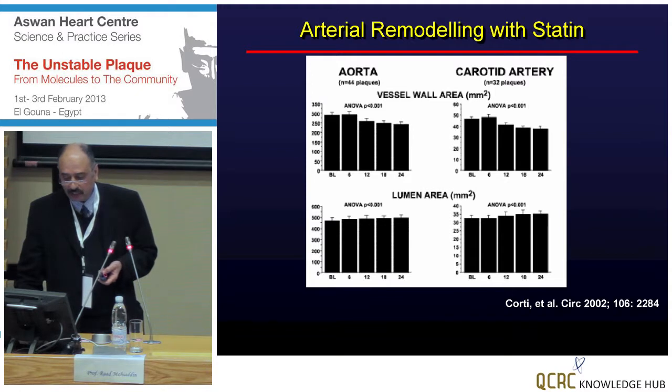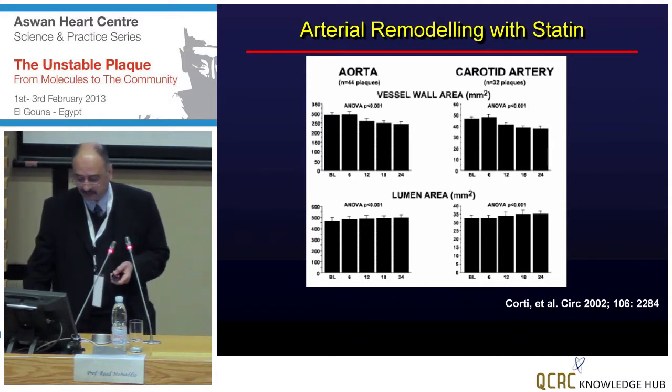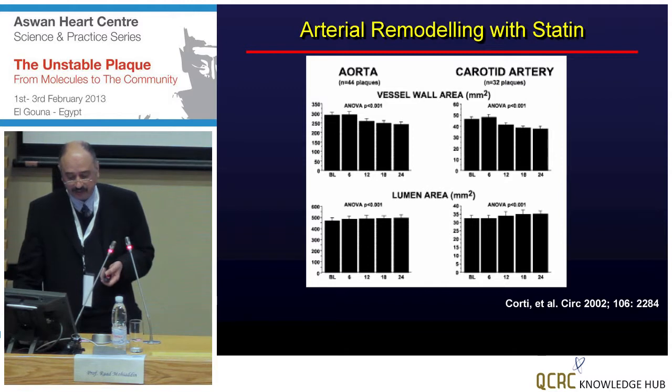Assessment of arterial remodeling with statin here. They looked in this study at the aorta and the carotid arteries, at the vessel wall area. You see that with the high dose statin, they get a reduction in the vessel wall area, while the lumen doesn't change significantly. The same applies to the carotid artery. Again, that shows you can get regression of the atherosclerotic process with pharmacological manipulation.